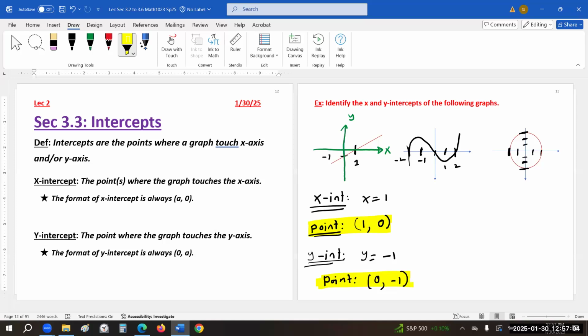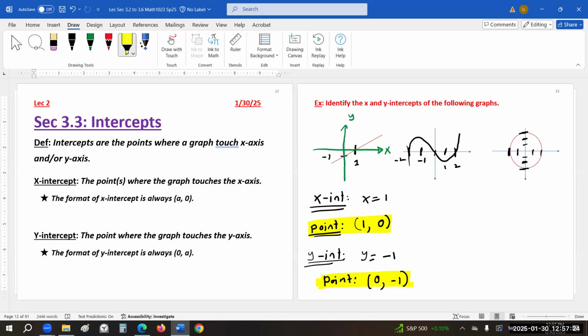Can you write them together? If you do x and y, that means it's 1 point. Or you will have 2 points, 1 for each one of them. Any other question?